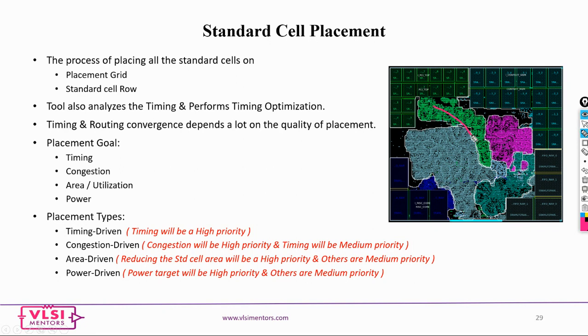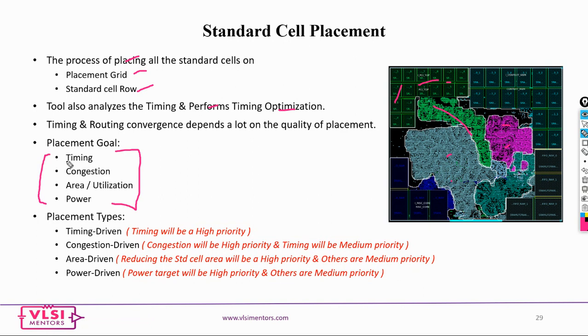See, the logics are kind of placed. Now the placement depends on how these macros are talking to those logics. So now if you look at the process of placing standard cells on the placement grid and standard cell row, the tool also analyzes timing and performs timing optimization, and there are certain goals. Timing, congestion, area, and power. These are all the kind of placement goals that we usually have. You need to achieve that.